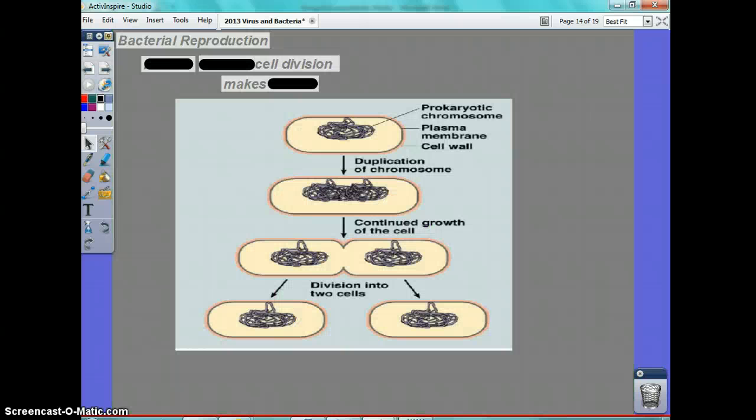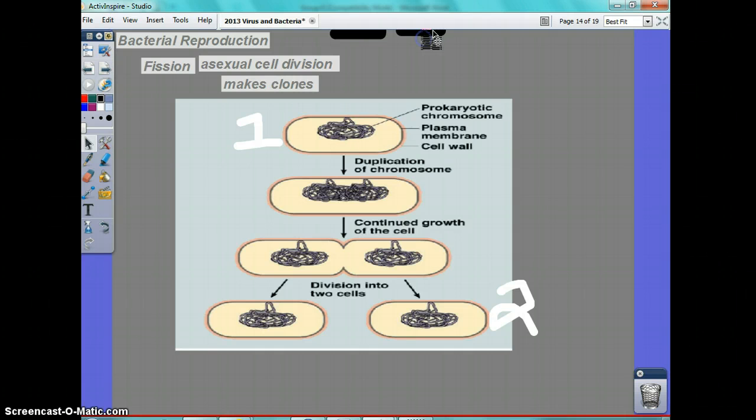So, bacterial reproduction. Who can mention what kind of reproduction this is? Good. Fission, which is a type of asexual reproduction. It basically involves one cell splitting and making two cells that are what? Identical clones. So from one cell, you divide into two cells, and the daughter cells are identical to the parent cell.